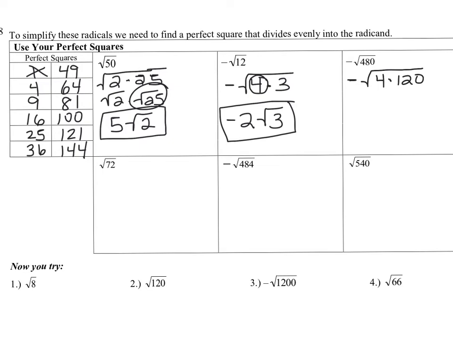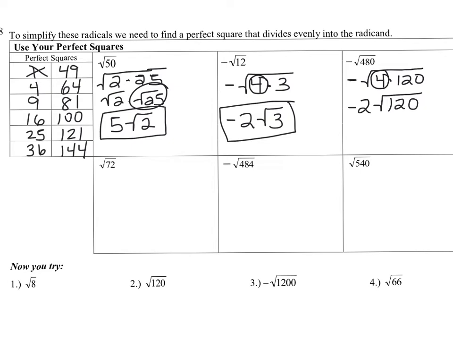And then I would find the square root of 4, which is 2. And I pull the 2 out, put the negative sign in front. So it becomes negative 2 square root of 120. Now the problem here is that I'm not fully simplified.